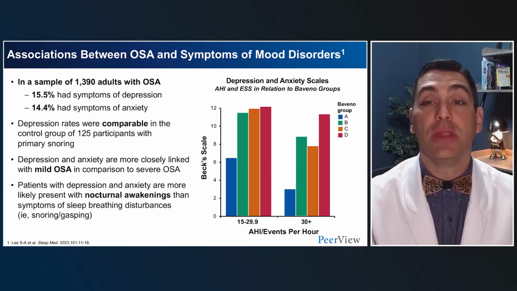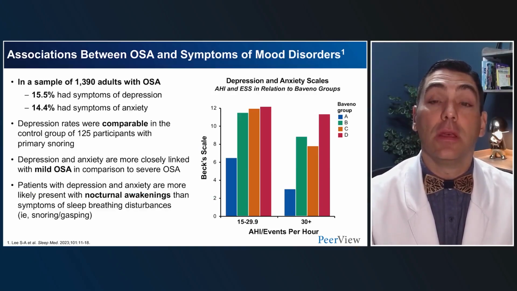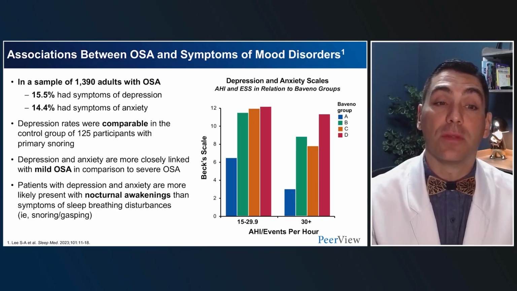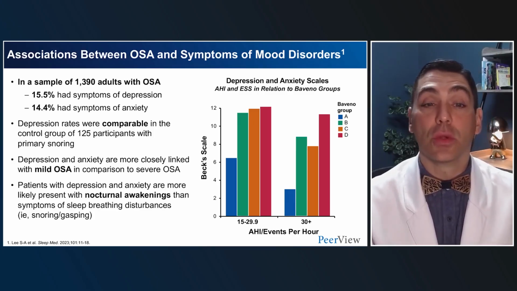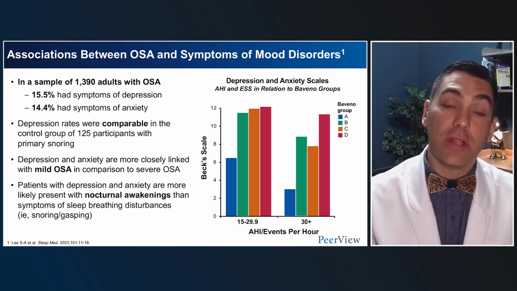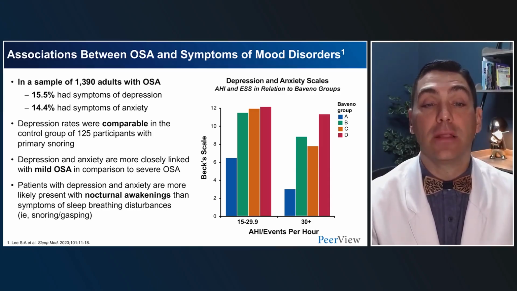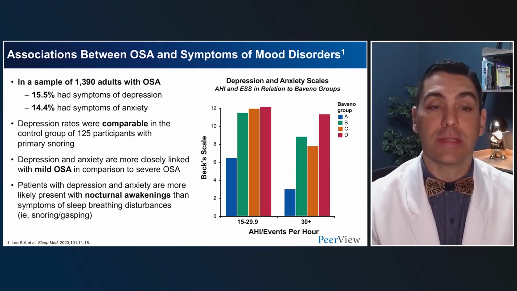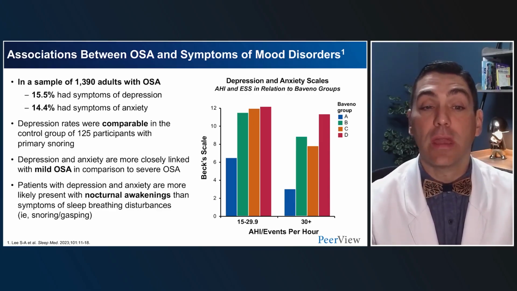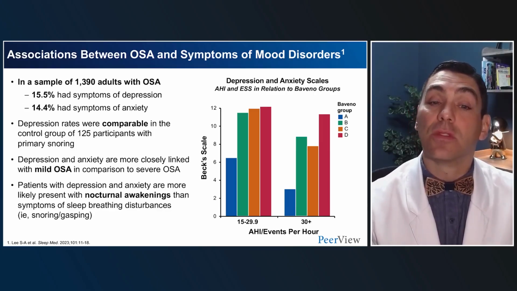Now, what is the association between mood disorders and obstructive sleep apnea? This study showed that among 1,390 adults with obstructive sleep apnea, 15.5% had symptoms of depression and 14.4% had symptoms of anxiety. That was compared to a control group of 125 participants with primary snoring, who had a comparable rate of depression. Depression and anxiety were more closely linked to mild obstructive sleep apnea in comparison to severe obstructive sleep apnea. And patients with depression and anxiety are more likely to have nocturnal awakenings than actual symptoms of sleep breathing disturbances.